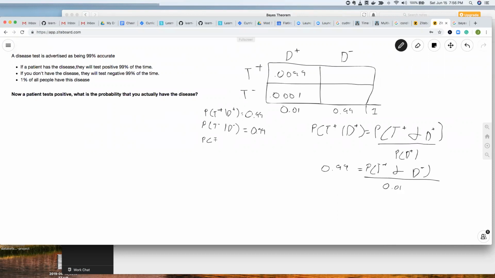The probability of test negative given D negative equals the probability of test negative and D negative over the probability of D negative. So fill in what we know. This part right here is 0.99. This part is an unknown, but this is test negative and D negative, so this is this box right here that we'll fill in. It's over the probability of D negative, which is 0.99. So multiplying across, 0.99 times 0.99 is 0.9801.